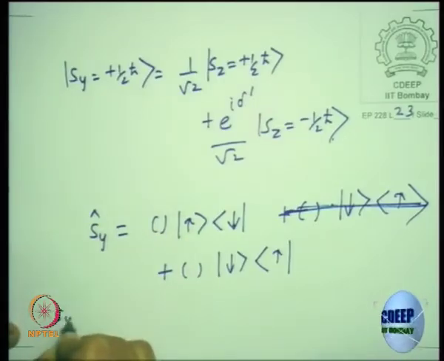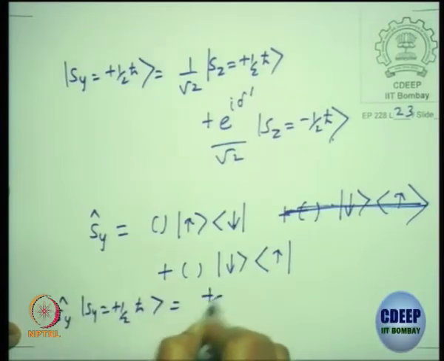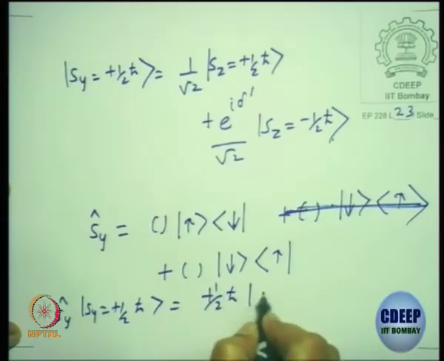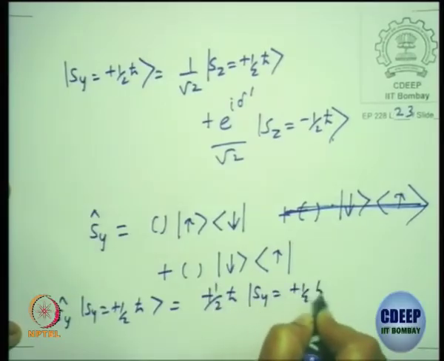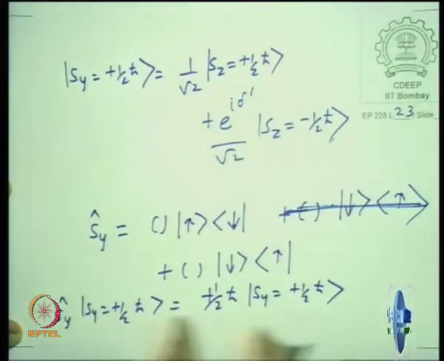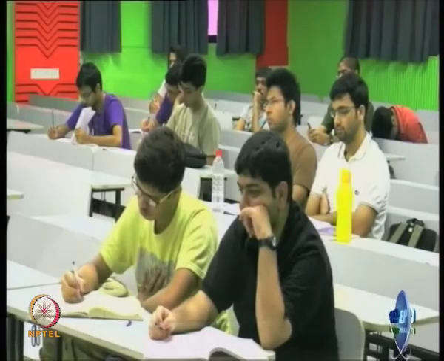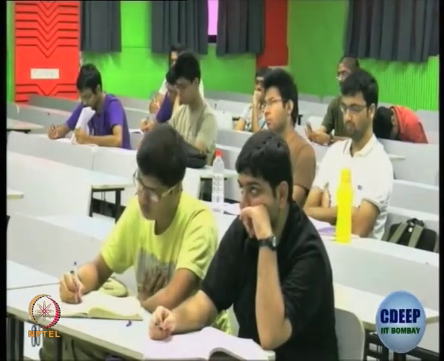If I had an Sy operator on Sy equal to plus half h cross, it has to give plus half h cross on Sy equal to plus half h cross, and the plus half h cross state is this. Rewrite it and try to find the matrix element in the basis states of Sz. Do you all understand, right? Will you do it? Again you will find a matrix for this, which is very similar to what you did for your Sx, but only delta will be replaced by delta prime.